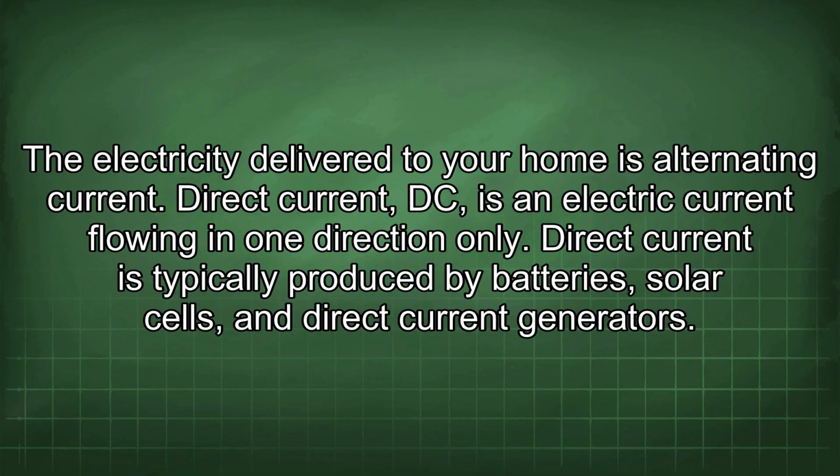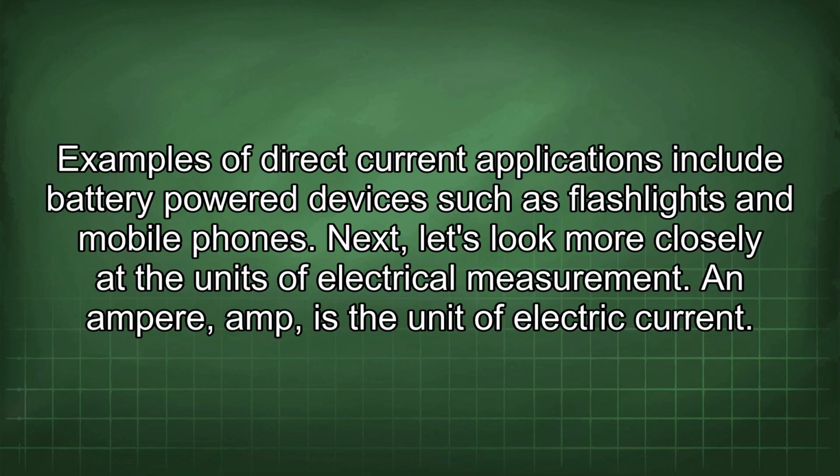Direct current, DC, is an electric current flowing in one direction only. Direct current is typically produced by batteries, solar cells, and direct current generators. Examples of direct current applications include battery-powered devices such as flashlights and mobile phones. Next, let's look more closely at the units of electrical measurement.